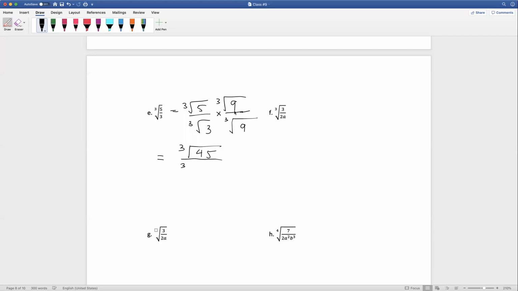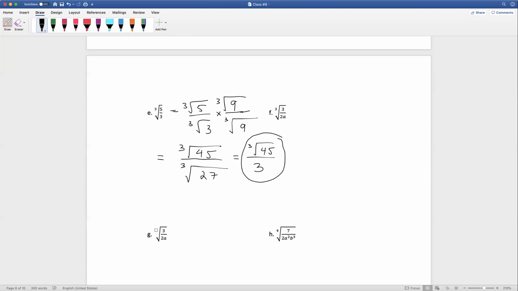So in the numerator, we have 5 times 9, which is 45. In the denominator, we have the cube root of 3 times 9, which is the cube root of 27. We can simplify the cube root of 27, right? Because we forced it to be that way. The cube root of 27 is the same thing as saying 3. So we got rid of the radical in the denominator. And the cube root of 45, well, 45 doesn't have any perfect cube factors, so we would just leave the answer alone like that. So the answer to this one is the cube root of 45 divided by 3.